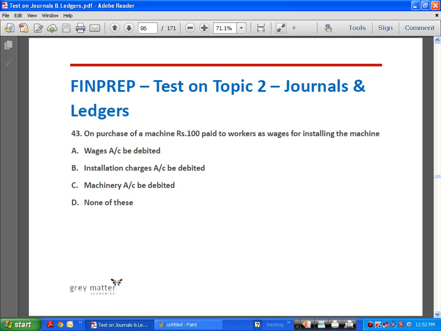Hence, the account that will be debited is the machinery account. Suppose the business had bought a machine for 10,000 rupees and it has incurred 100 rupees to install the machine, then the machinery account will be debited with 10,100 rupees and cash will be credited with 10,100 rupees. So here the answer is C.